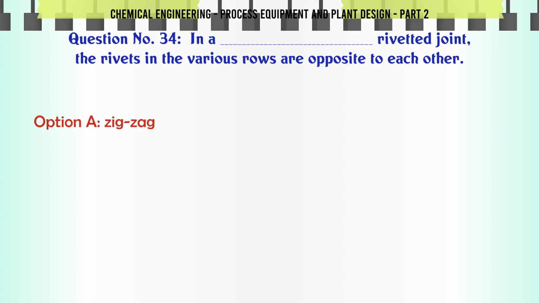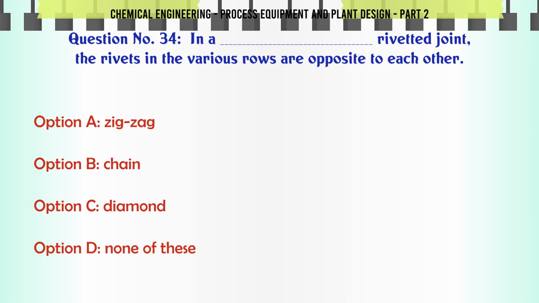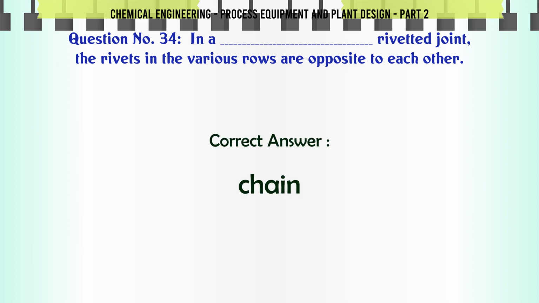In a riveted joint, the rivets in the various rows are opposite to each other. A. zigzag, B. chain, C. diamond, D. none of these. The correct answer is chain.